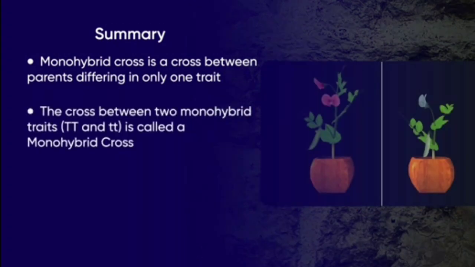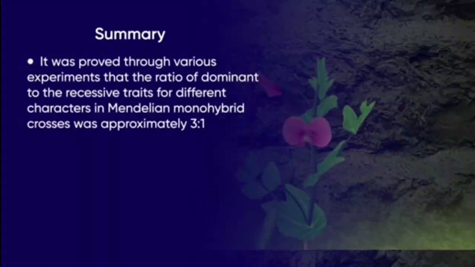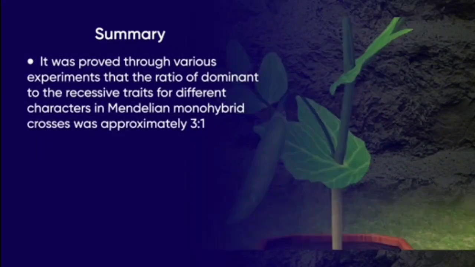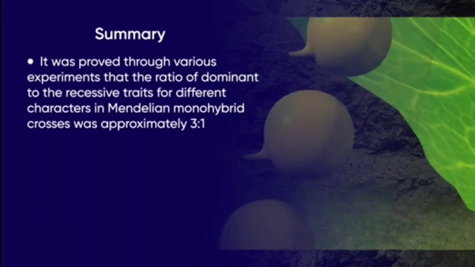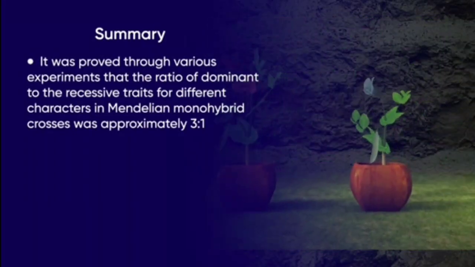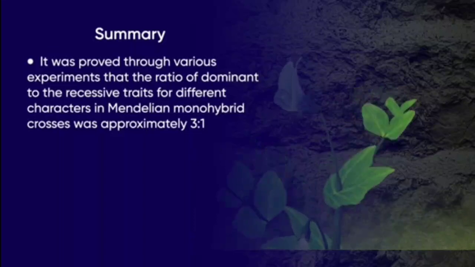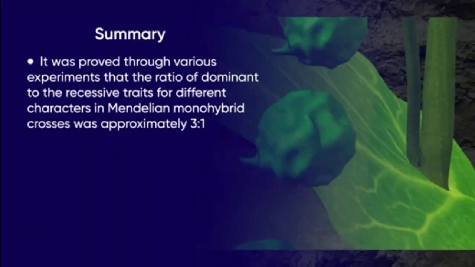The cross between two monohybrid traits, capital TT and small tt, is called a monohybrid cross. It was proved through various experiments that the ratio of dominant to the recessive traits for different characters in Mendelian monohybrid crosses was approximately 3:1. So I hope now you understand how a dominant and a recessive character gets expressed.